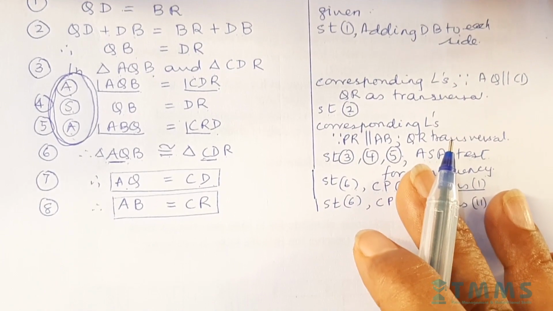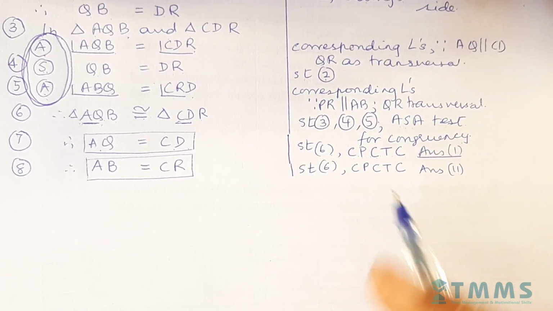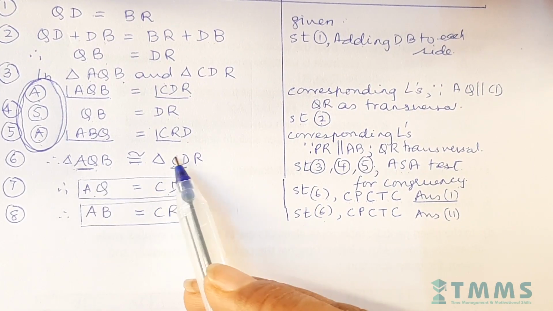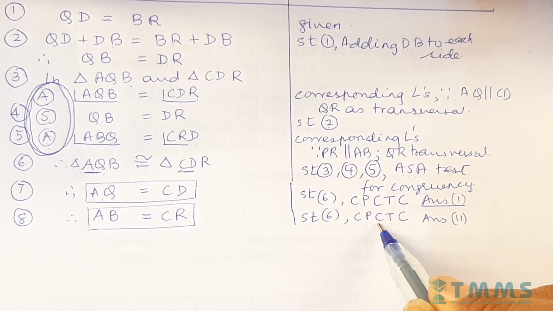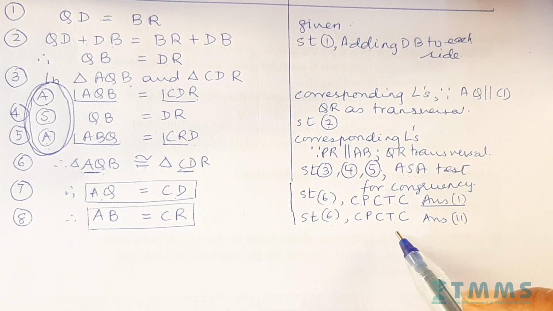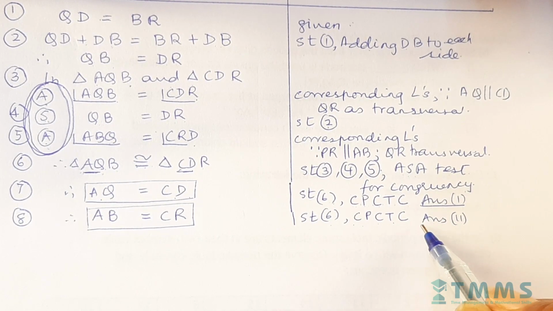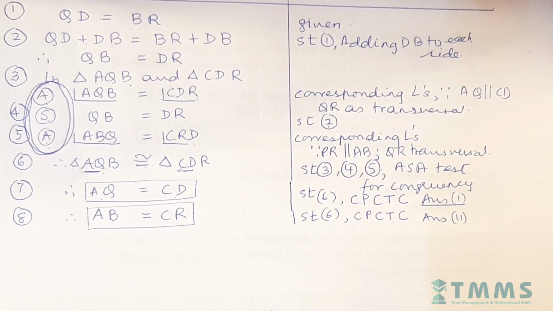They will be equal. So we write AB equal to CR, and that will again be from statement number 6, which said that the two triangles are congruent, and we write CPCTC, which means corresponding parts of congruent triangles are congruent, and that is our answer 2.